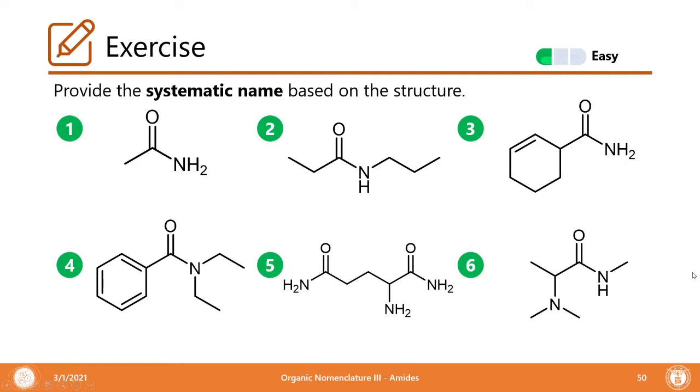Okay, so let's try some examples of amides. So here we have 2 carbons. Okay, we have our amide here. Okay, so we have an amide group, and then we have an ethane group. So when we assemble the name, we have ethanamide. Okay, so we have ethanamide.